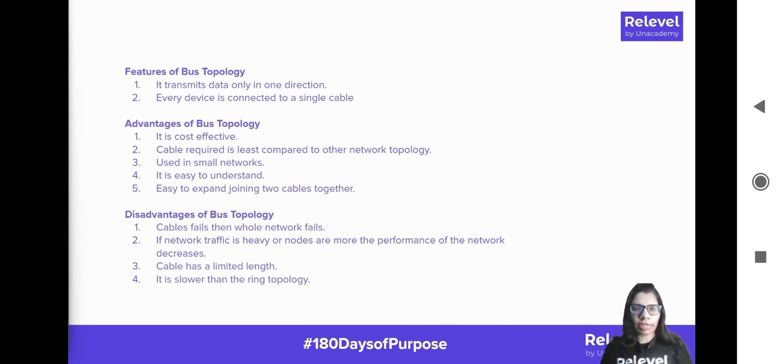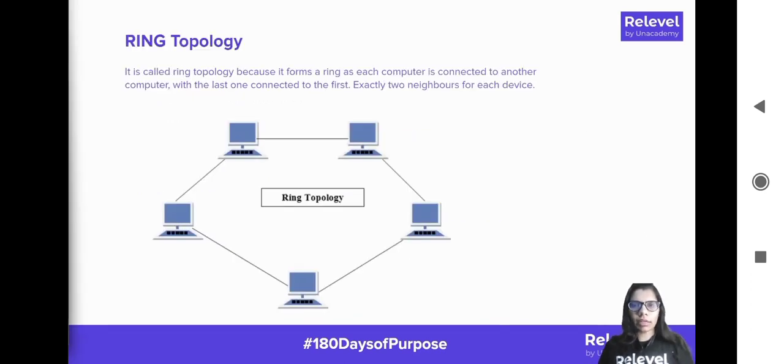Now let's move to the next topology, that is ring topology. So here, as you can see on your slide, in this topology it is forming a ring of connecting devices, with each device connected to exactly two neighboring devices, right? The reason to call it the ring topology is because it is forming a ring, as each computer is connected to another computer with the last one connected to the first. So exactly two neighbors are there for each device.